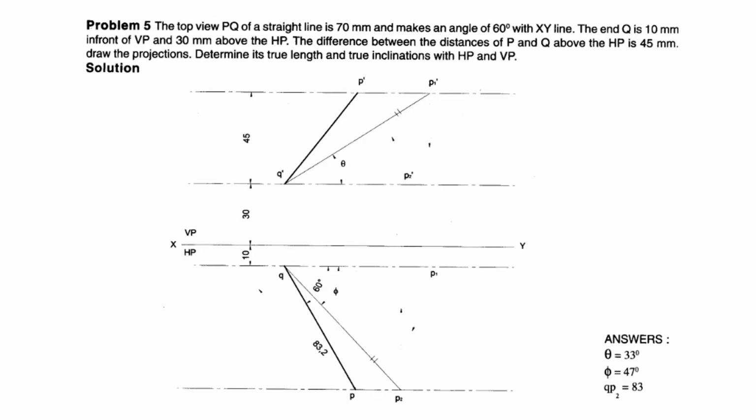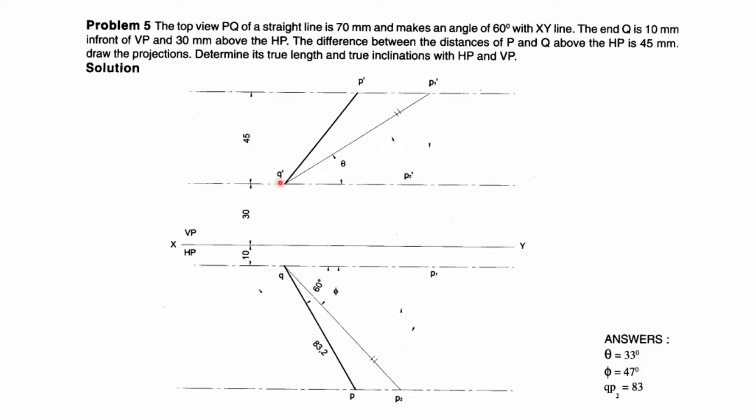And the third one, we can see here, the third data is the top view of a line. The top view of the line is 70 millimeter. That means they have given a length in the top view. That's not a true length. It is the length in the top view and the inclination in the top view, that is beta. And the end Q is 10 millimeter in front of VP and 30 millimeter above the HP.